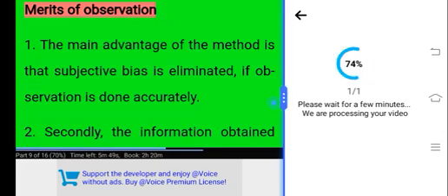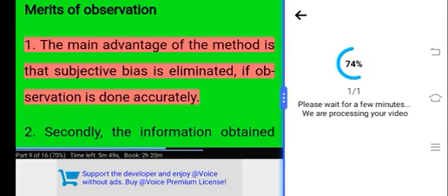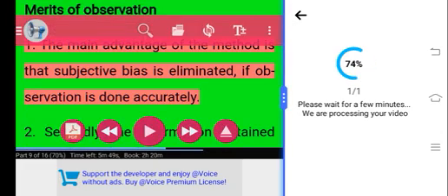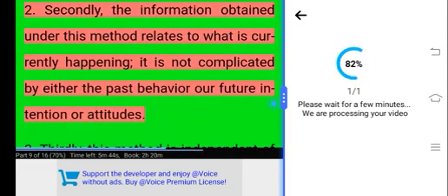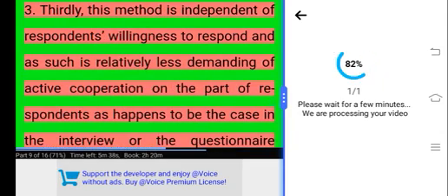Merits of observation. 1. The main advantage of the method is that subjective bias is eliminated, if observation is done accurately. 2. Secondly, the information obtained under this method relates to what is currently happening; it is not complicated by either past behavior or future intentions or attitudes. 3. Thirdly, this method is independent of respondents' willingness to respond and is thus relatively less demanding of active cooperation on the part of respondents, as happens to be the case in the interview or the questionnaire method.